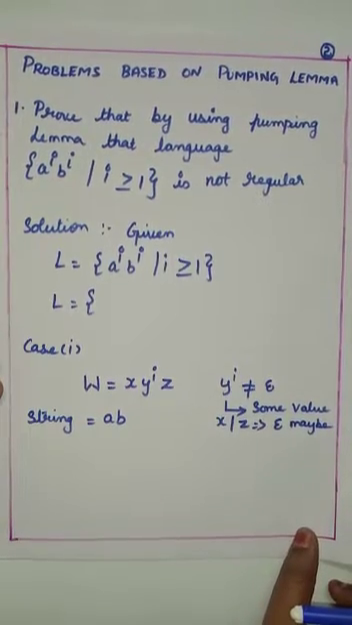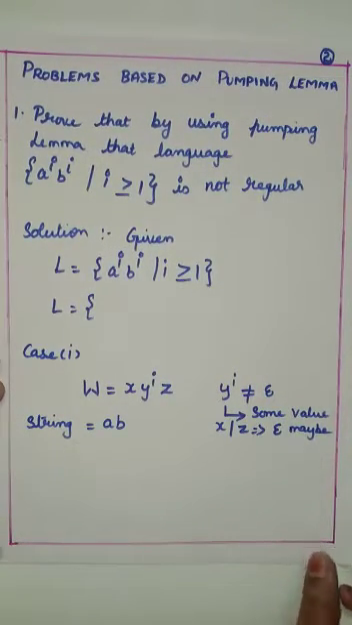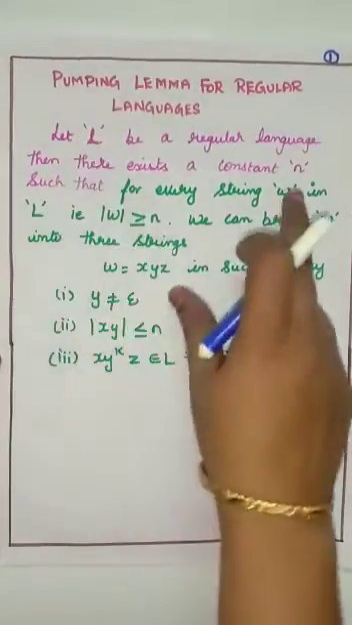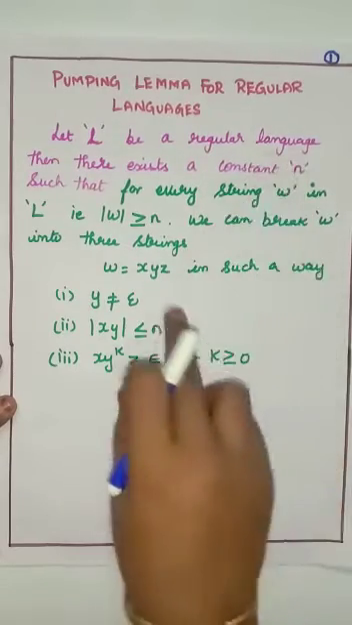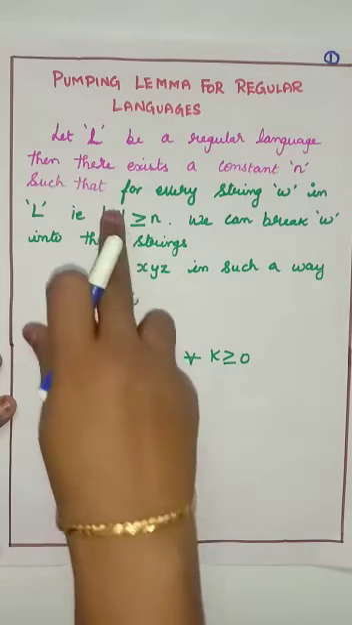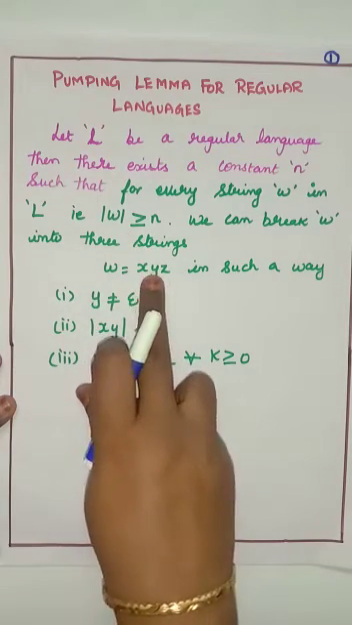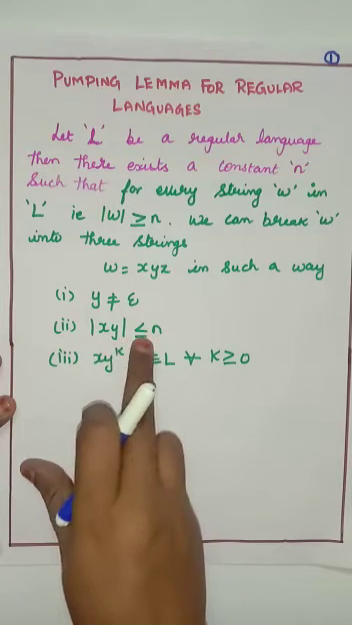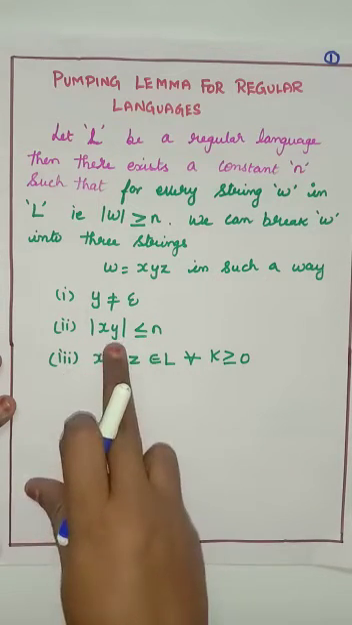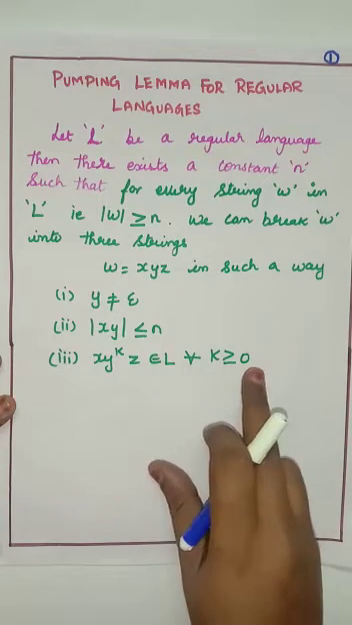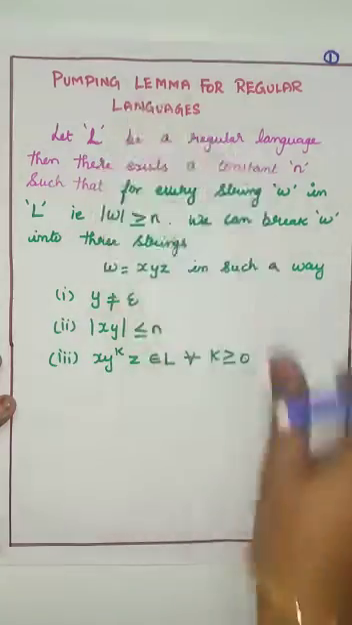In this video, we are going to see problems based on the pumping lemma. Already, we have seen the theorem about the pumping lemma, in which the language L is going to have a string W with a constant n, and the length of W should be greater than or equal to n. When I am splitting this W into x, y, z, it must hold three properties. Y is not equal to epsilon, and the length of x, y should be less than or equal to n. X, y to the power of k, z belongs to the language L for all values of k greater than or equal to 0. So this is the theorem for the pumping lemma.